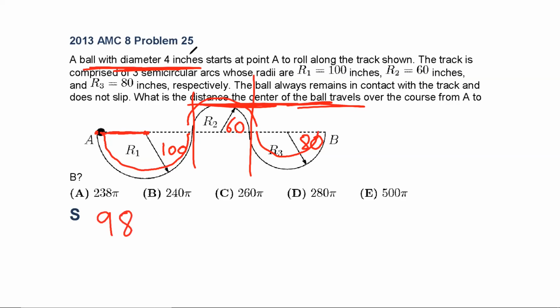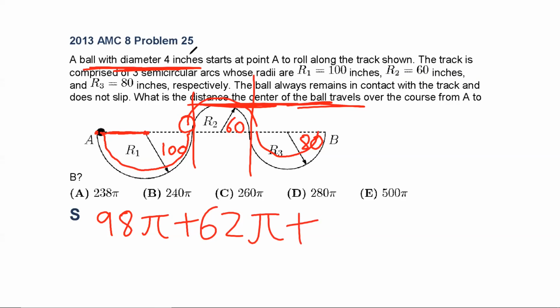So our circumference here is 98 pi. If we go back, let me draw a ball here. If we go here, then the radius of R2 is 2 more than we would expect. And if you calculate, this comes out to a circumference of 62 pi.